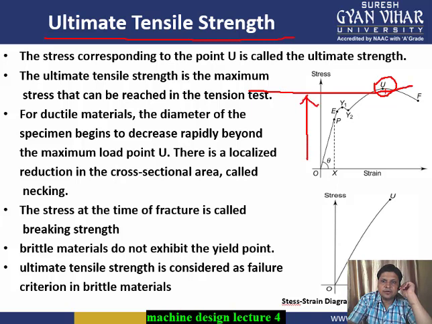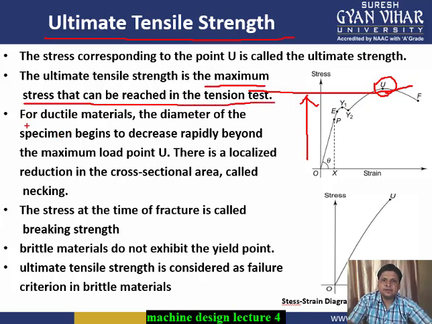It's only this U. The maximum strength is at this point U. As you can see, all the other points are below this point: F, Y1, Y2, E, P, all are below this point. So this is the point of maximum strength that can be sustained by the specimen. So the ultimate stress is the maximum stress that can be reached in the tension test.